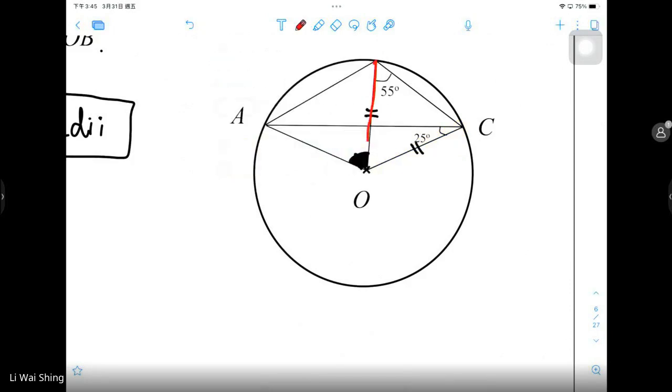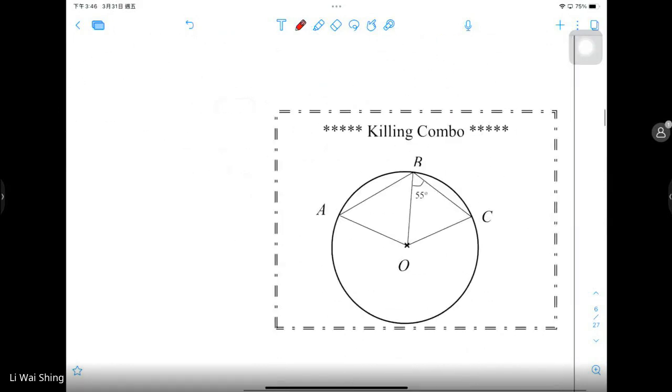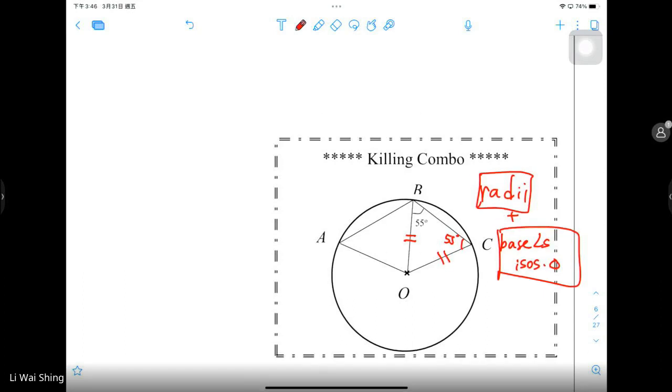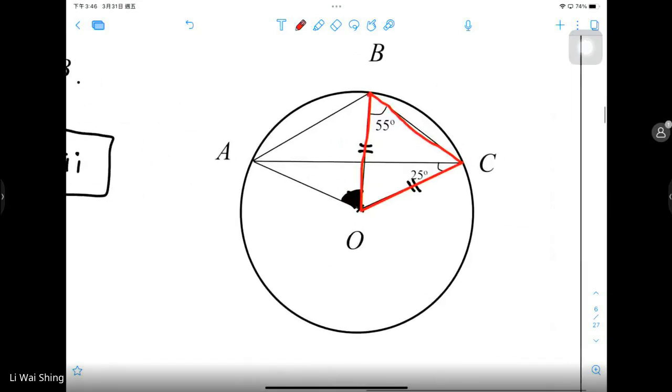Yeah, base angles isosceles triangle. Can you see that? This is a very useful combo. If you have radii, you could use base angles isosceles triangle. That means the base angles are also equal to 55 degree. If you have radii, you can connect to base angles. This is a very common combo, especially when talking about circles. Can the students at the back see it clearly? OK? Alright, so you get this.